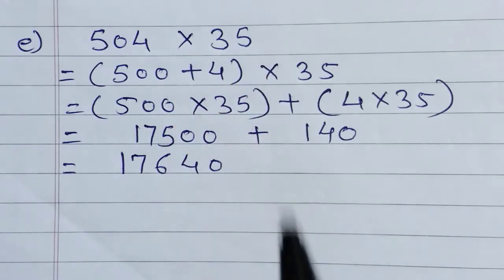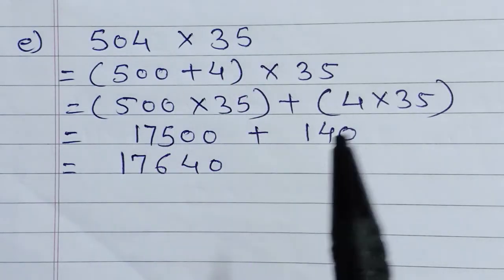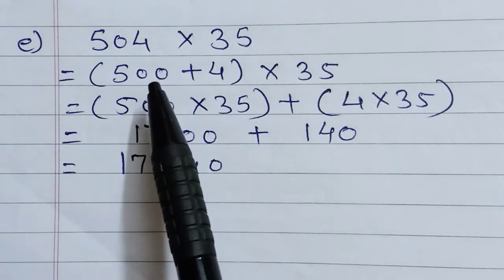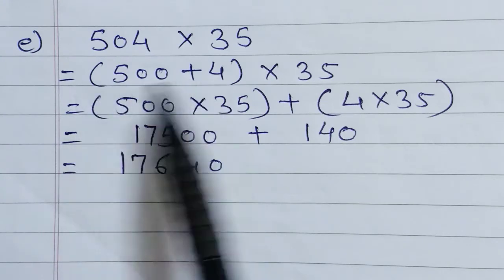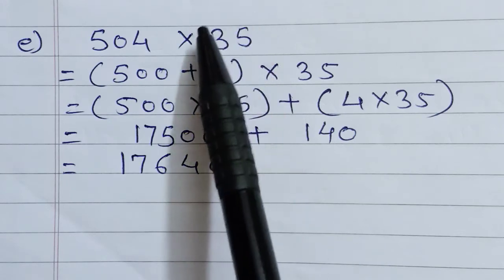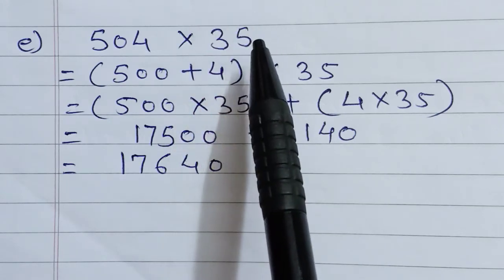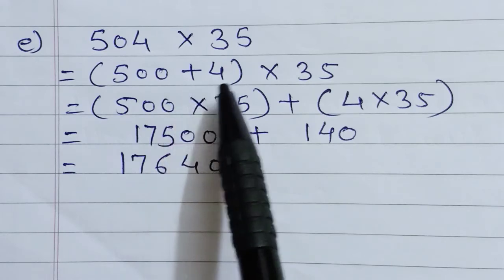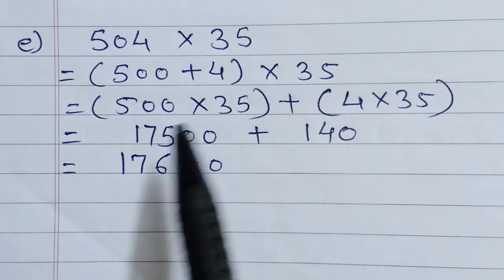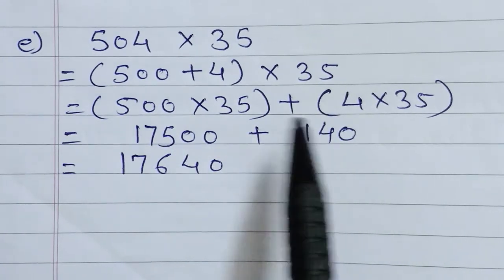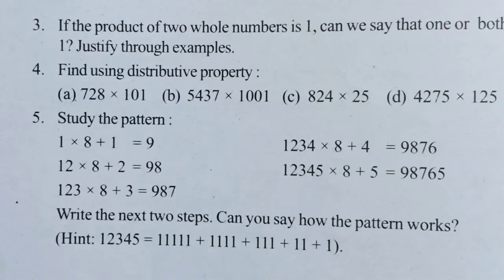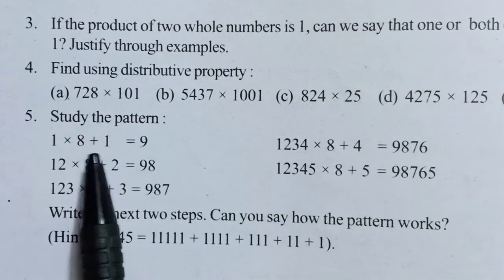Now question number E. 504 into 35. Now here I have expanded 504. Why? Because it is easy to multiply by 500. So I have expanded it as 500 plus 4. You can expand 35 also, it doesn't make any difference. Okay. So 500 plus 4 into 35. So it is 500 into 35 plus 4 into 35, which gives me the answer of these two brackets, and after adding them I got the final answer, 17,640.